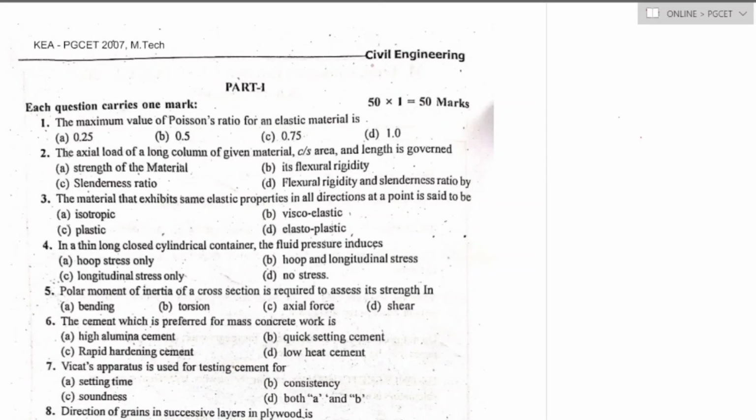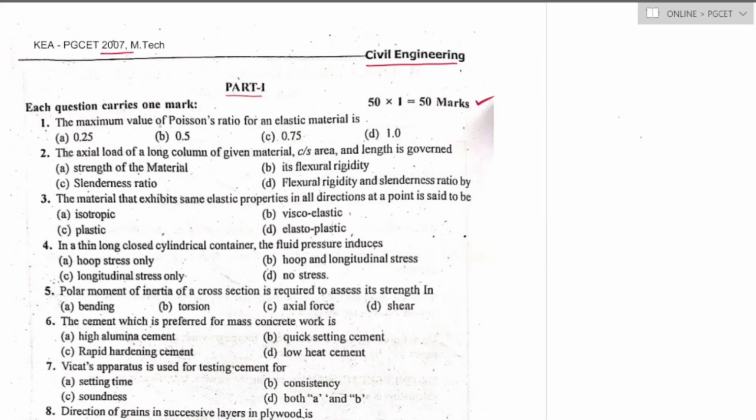In this video, I'll be discussing the PGCET Civil Engineering question paper from the year 2007, and I'll be providing the complete analysis and detailed solutions for this question paper. This question paper consists of two parts. The first part is of 50 questions, each carrying 1 mark, and the second part consists of 25 questions, each carrying 2 marks. So let's begin with part 1 questions.